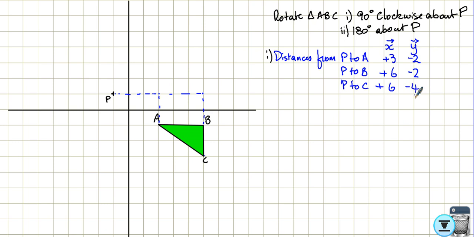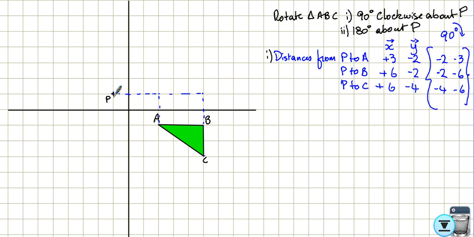Now 90 degree clockwise. Alright, so I'm going to perform the 90 degree clockwise rotation. Remember, 90 clockwise, swap coordinates, change sign of y coordinate. So my new x and y distances will be: swap coordinates, minus 2 plus 3, minus 2 plus 6, minus 4 plus 6, change sign of y. So these are my new distances. I'm going to go and count those distances.